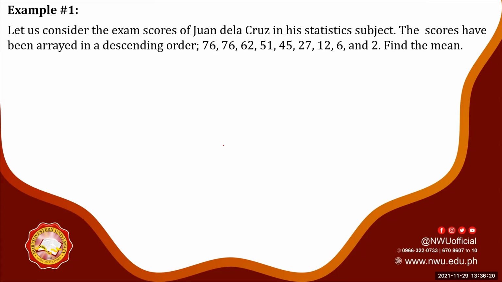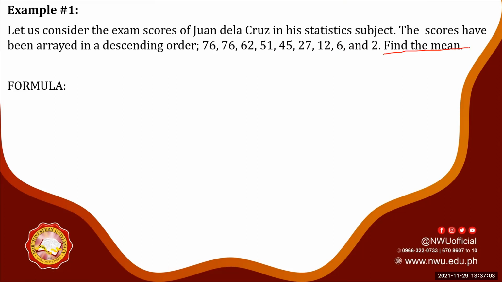For example, you are asked to consider the exam scores of Juan de la Cruz. So Juan de la Cruz got the following scores in his statistics subject. And the scores are 76, 76, 62, 51, 45, 27, 12, 6, and 2. Now, you are going to find the mean. Pag sinabi mong mean, it's just the average. And since they are raw data, meaning they are ungrouped, this is an example of ungrouped data. As in, raw lamang siya, given lamang are numbers. Okay? So, you're just going to find their mean.